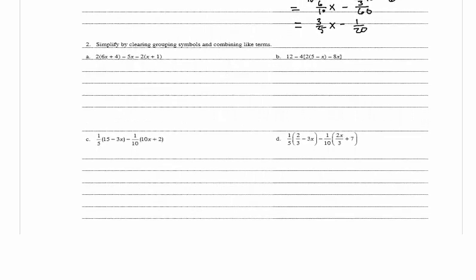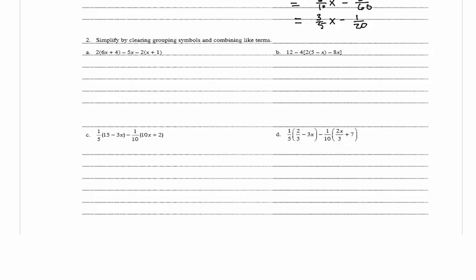In 2, it says simplify by clearing grouping symbols and combining like terms. So the first thing we want to do is use the distributive property and distribute this 2 out in front of the parentheses times the terms 6x and 4. And then we also want to distribute this negative 2 to x + 1. So we're going to have 2 times 6x is 12x plus 2 times 4 is 8. And we have minus 5x. And now we have negative 2 times x is negative 2x. And negative 2 times 1 is negative 2.